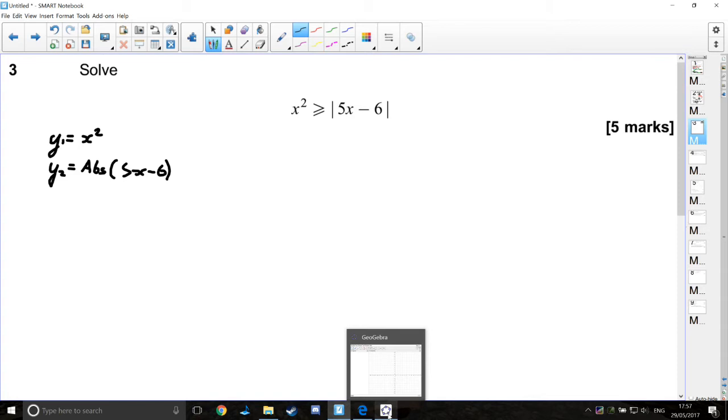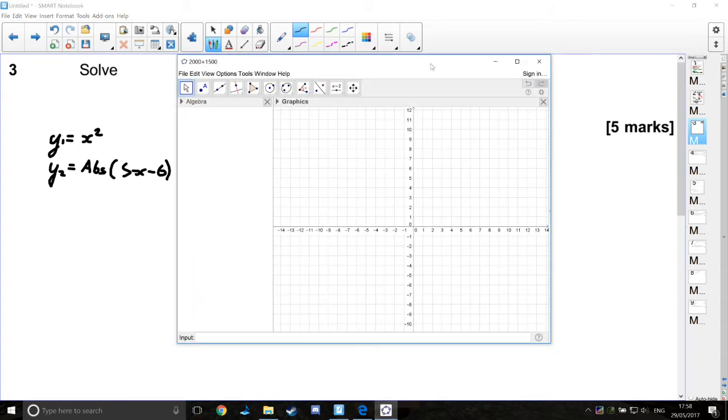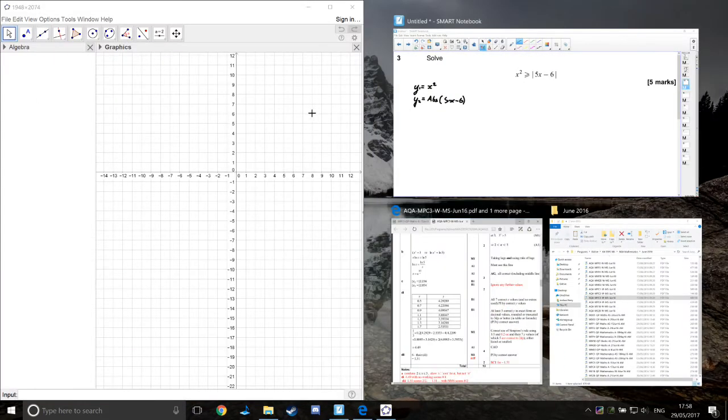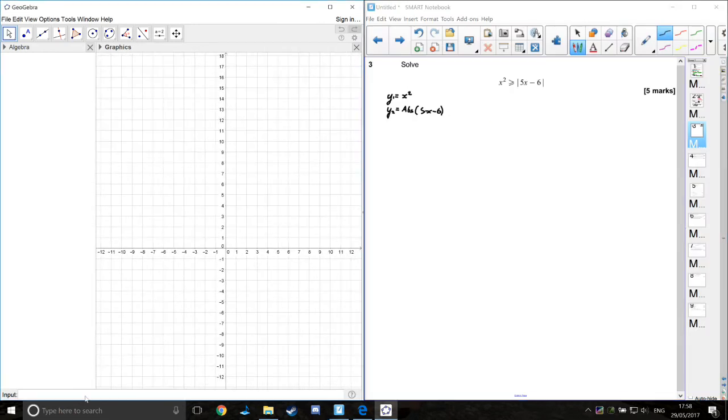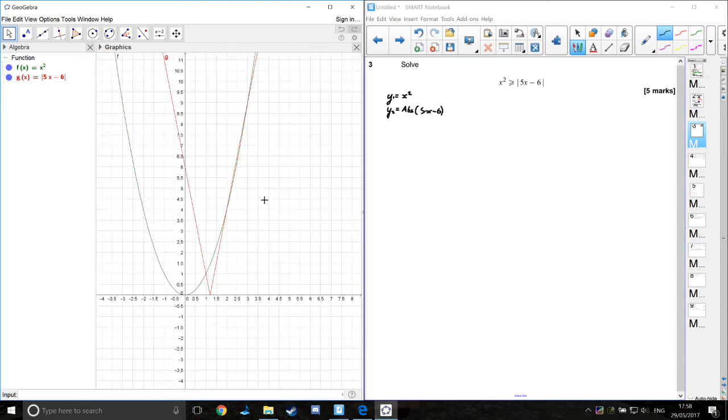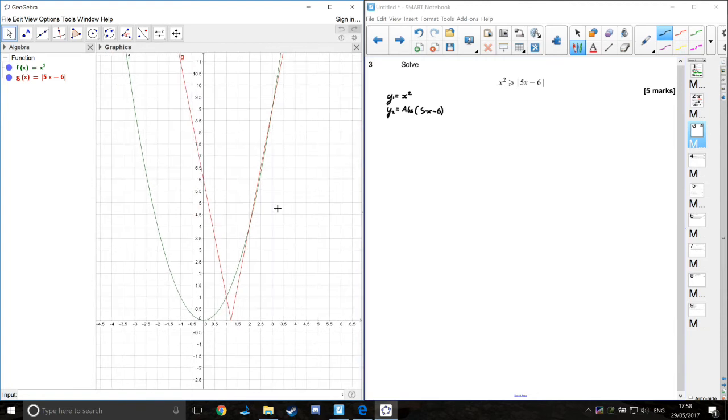Let's have a little look. So I don't have the calculator on this, but I can use this to graph it out. So I'm going to input my first graph, which is x squared. There we have it. And our second one is going to be abs, and that's 5x minus 6. And there we go. So we have these 2 graphs here. So let's just zoom in a little bit and see what we've got.